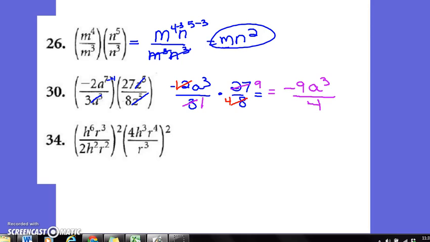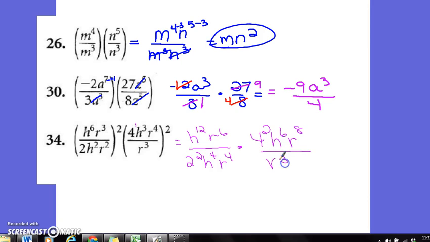Okay, last problem. Here we go. Power to power, you multiply. There are only a 1 needs placed above the 4. So you will get 6 to the, let's go back, it's an h. Looking at 6. H to the 12th, r to the 6th, over 2 squared, h to the 4th, r to the 4th, times 4 squared, h to the 6th, r to the 8th, all over r to the 3rd.